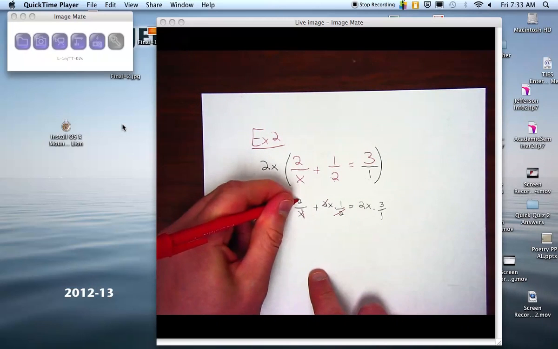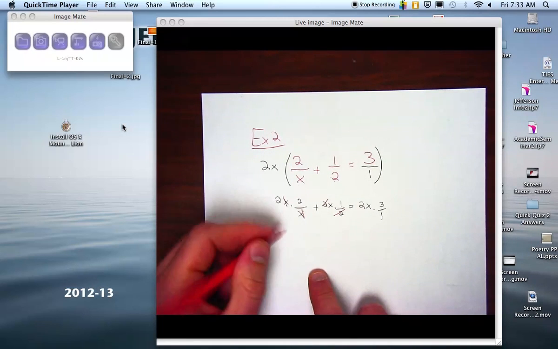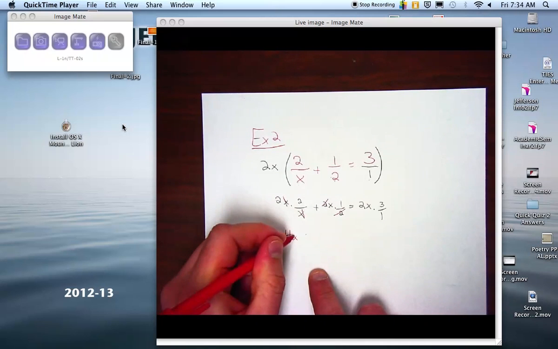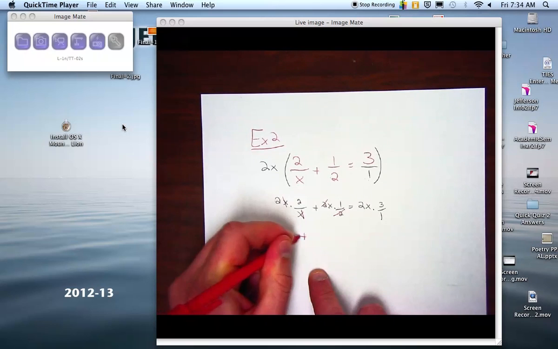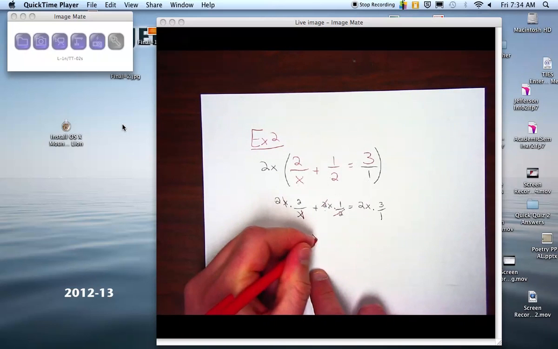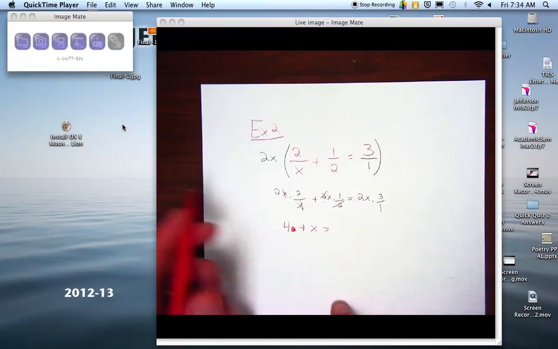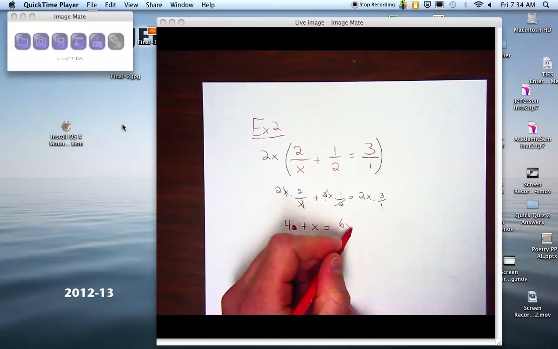So what's left here is 2 times 2, which is 4. Here I have x times 1. Oops, not 4x, just 4. Here I have x times 1, which is x. And over here I have 2x times 3, which is 6x.